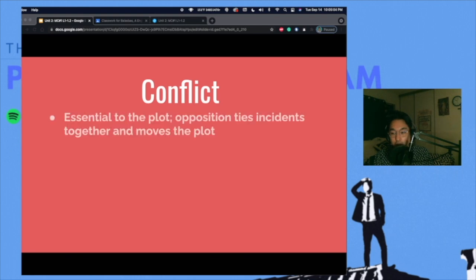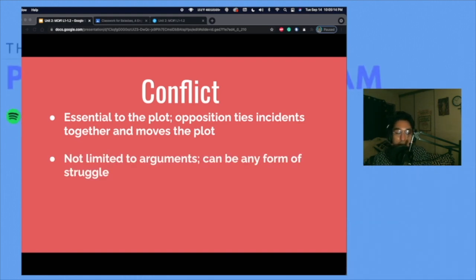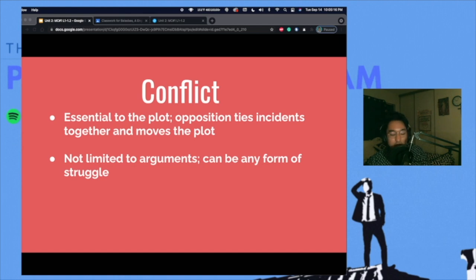So conflict. It's essential to the plot. Opposition ties incidents together and moves the plot forward. And conflict is not just limited to arguments, because that may be the first thing that you think of. This could be any form of a struggle, any type of problem that occurs or comes to fruition because of something that's happening in the story.